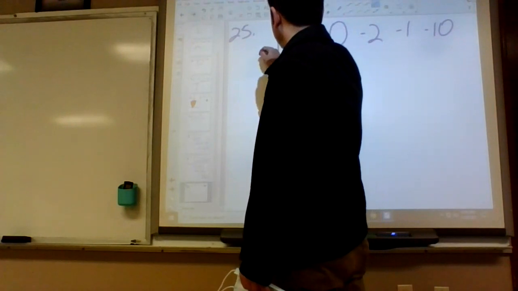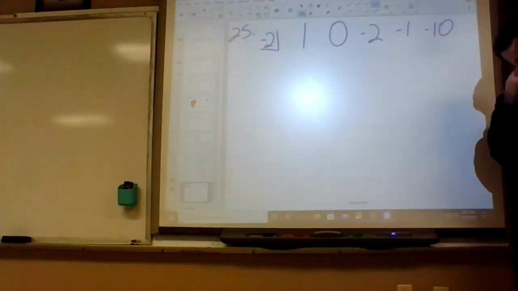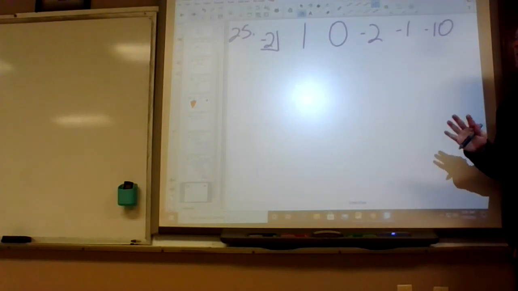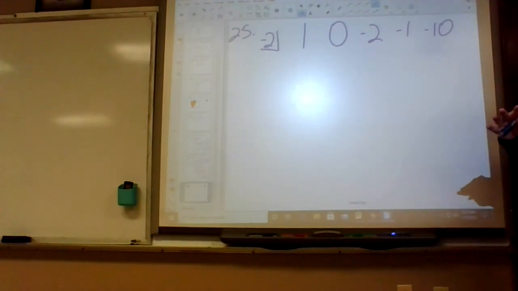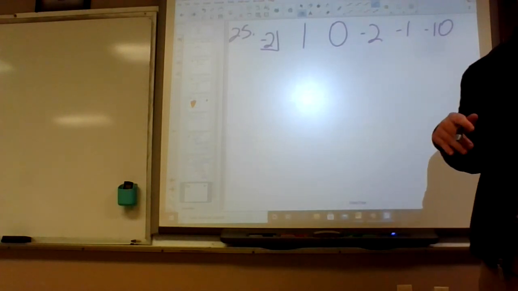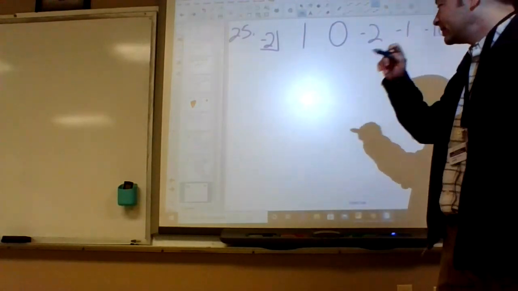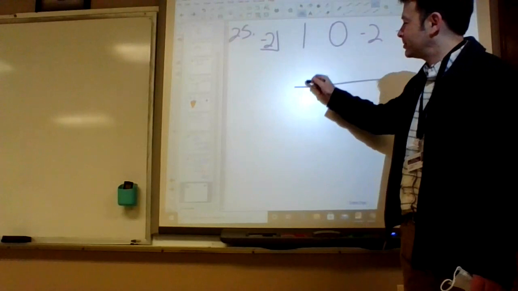Negative 2. When it's a divisor, when you're dividing the factor, you put the opposite in the box. When it's a possible answer, you put it just as it is in the box. If this comes up to 0, that means x plus 2 was a factor. It also means negative 2 is a 0 of the function. It makes the whole thing equal 0. So it kind of means two things at once. Alright, add down. Multiply up.